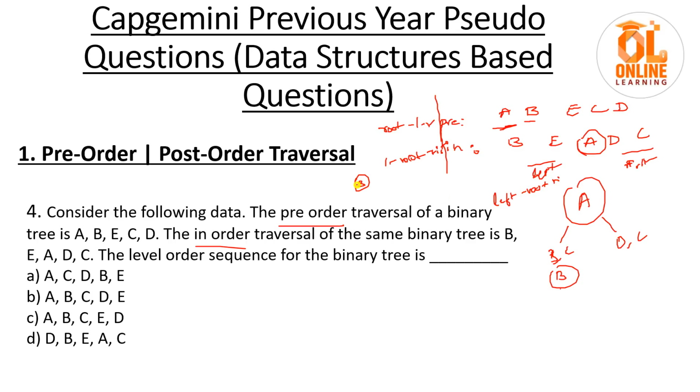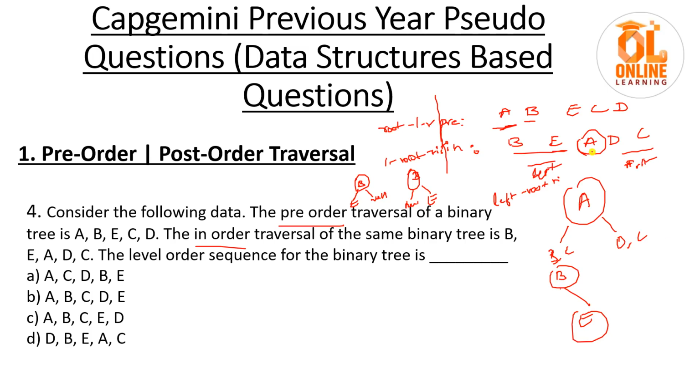Here the possibilities are: B with E on the left and null on the right, or B with null on the left and E on the right. The in-order traversal for the first will be E B, and for the second it will be B E. We know that B E is given, which means that the left part is empty and the right part is E, so we can keep E here. So B's right subtree node will be E.